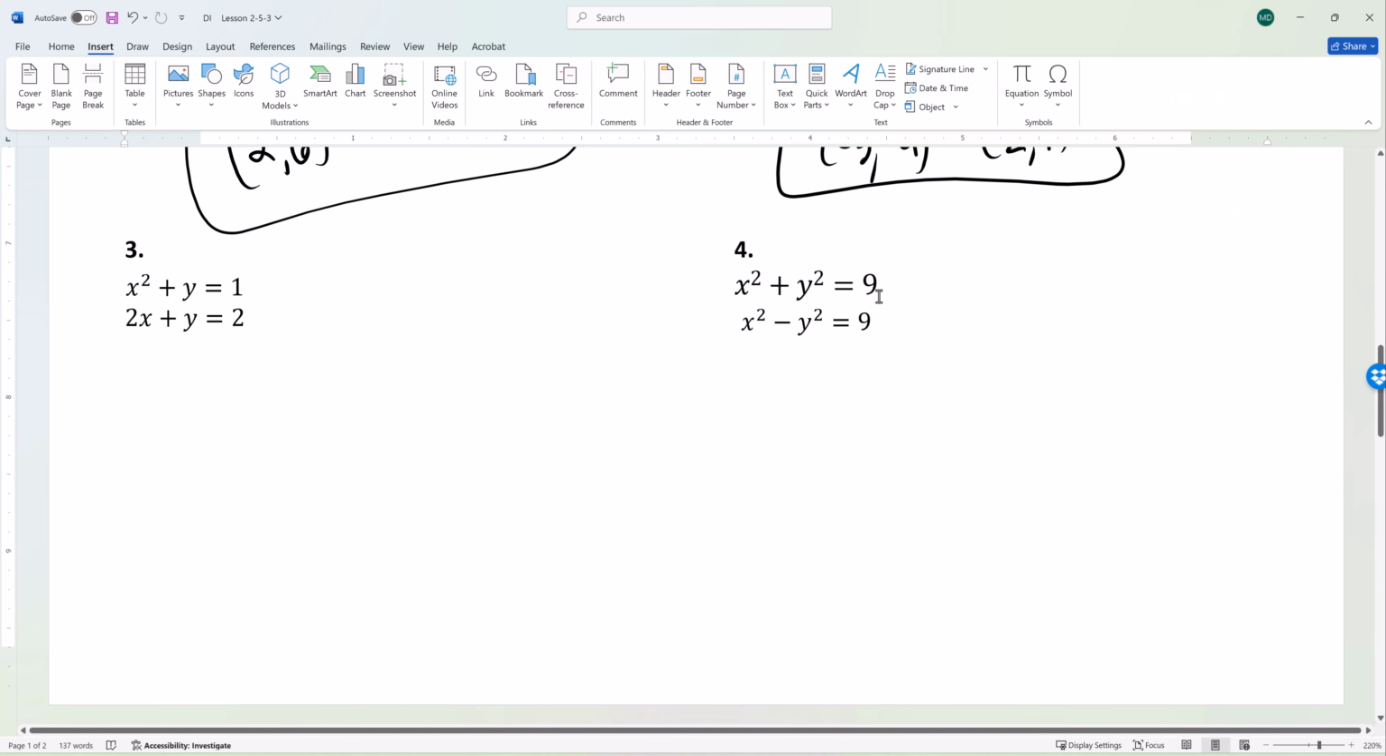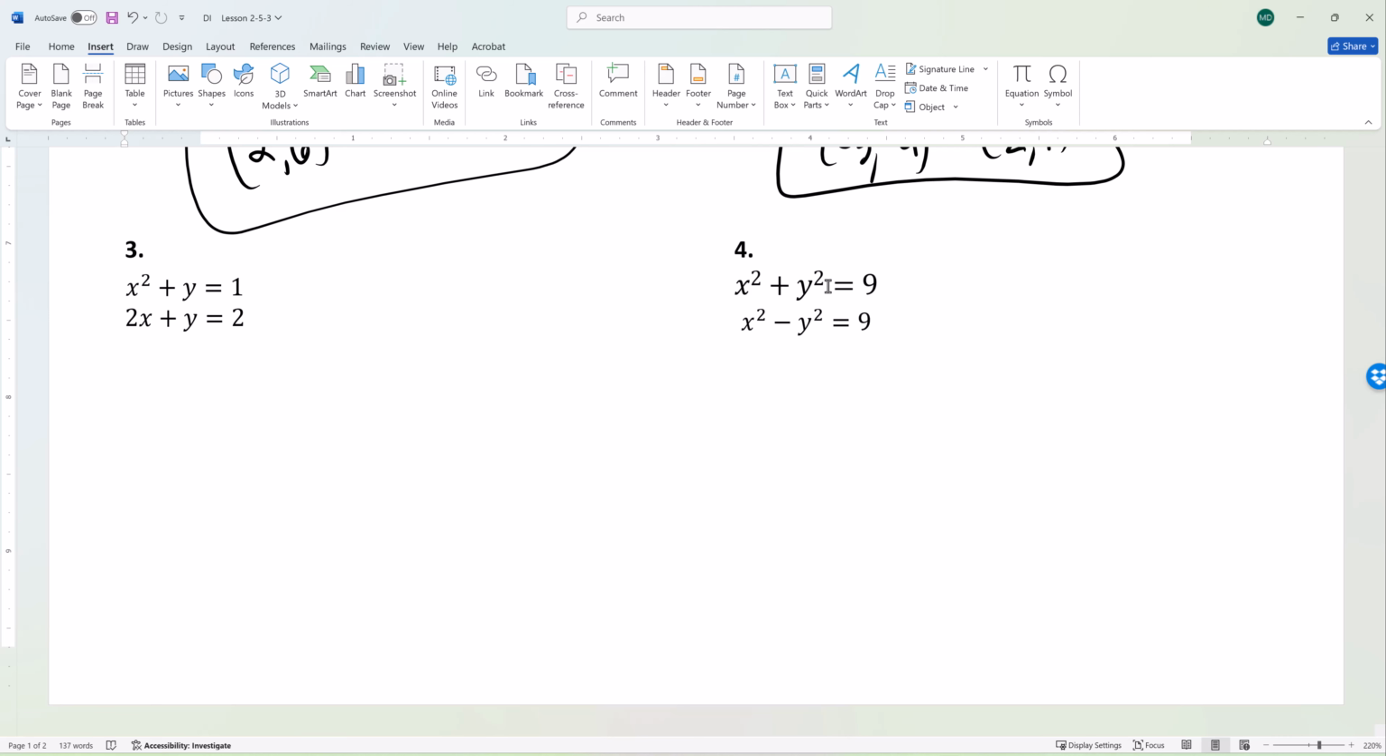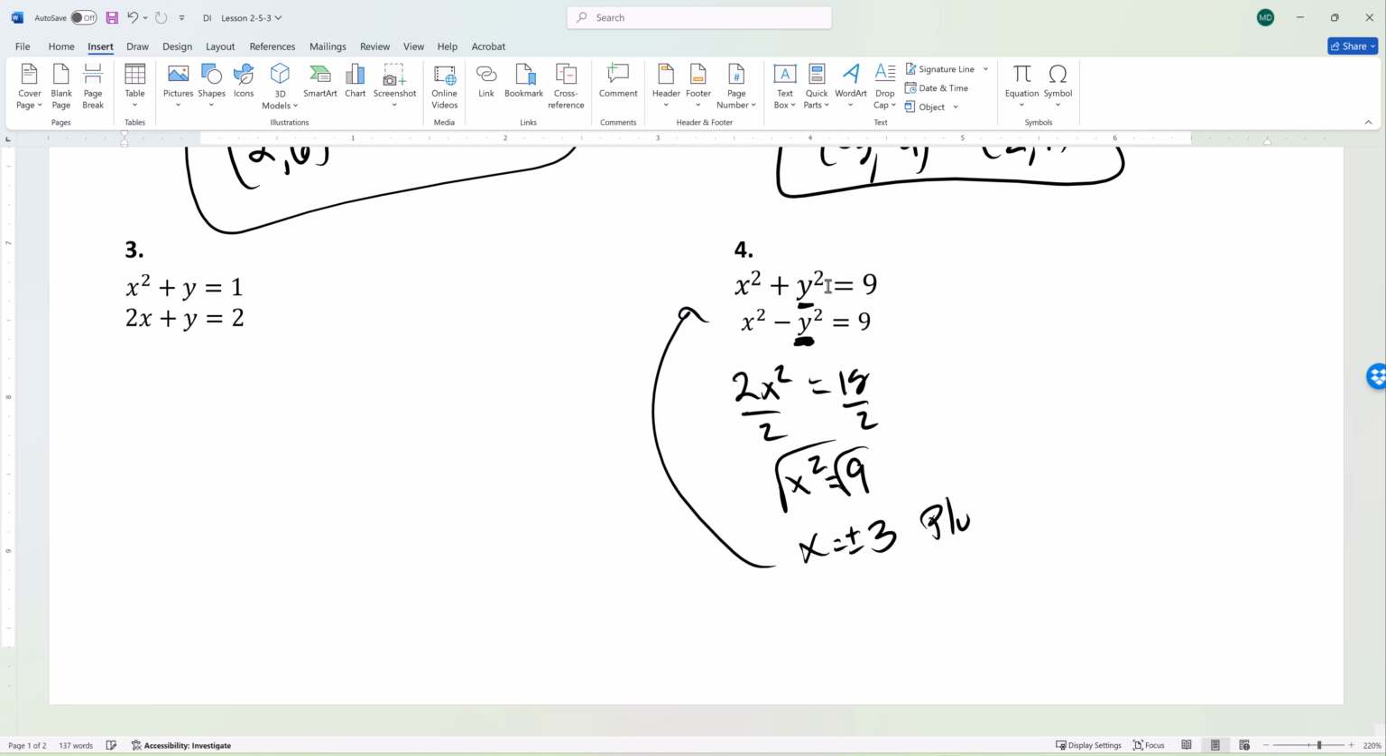Now for a question like number 4, you would probably only use elimination here. And so adding these together, right? Because you can think of these as their own variables, x squared and y squared. But I have positive y squared and negative y squared. So if I add those together, you get 2x squared because there's 2 of them. Those cancel out and it equals 18. Divide both sides by 2. Square root both sides. You get x equals plus or minus 3. Plug back in.